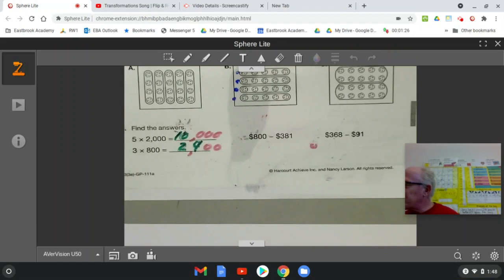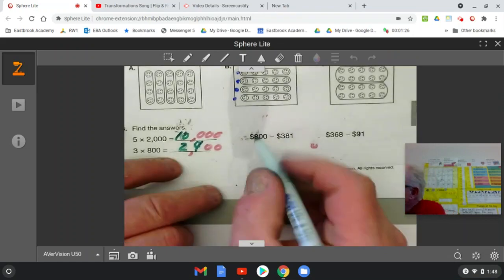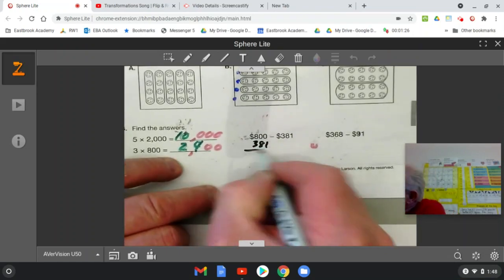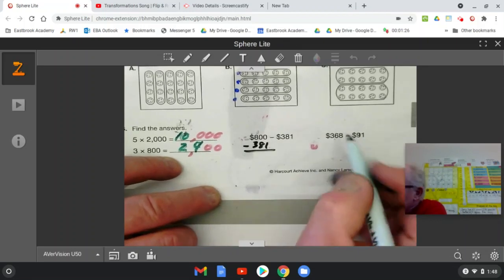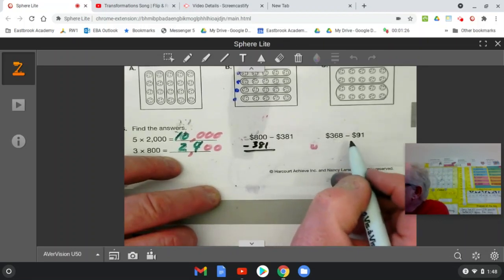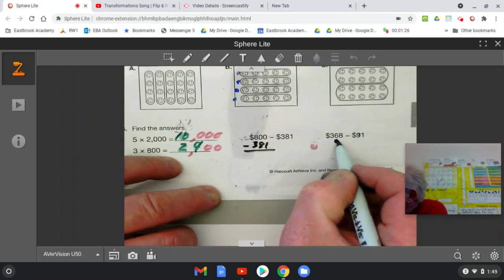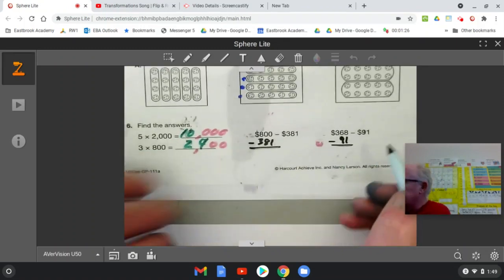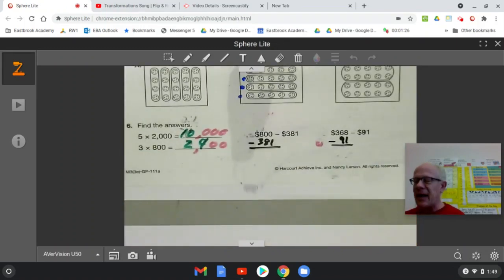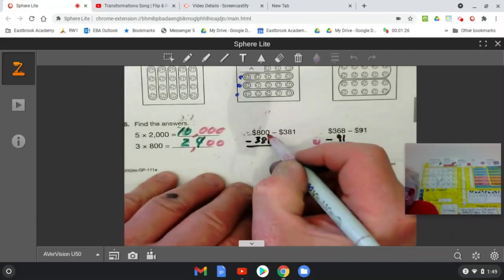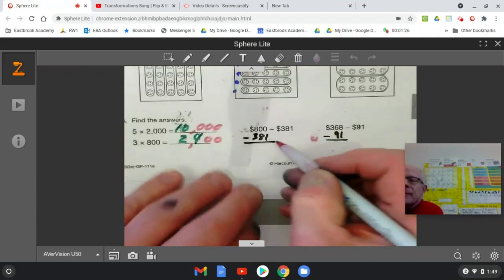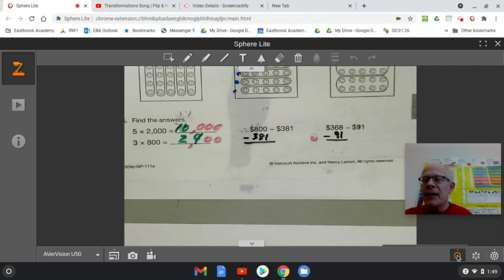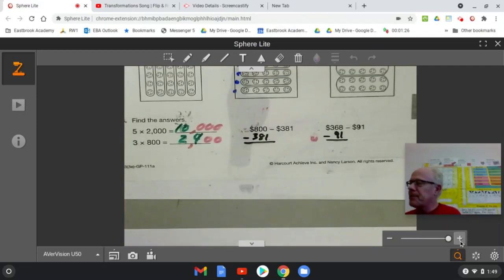If I do 800 minus 381, I'm going to bring that 381 underneath. And 368 minus 91, I'm going to bring the 91 like this. Just so I'm done using my black marker. Now I'm going to do the red marker. Can I do 0 minus 1? No.